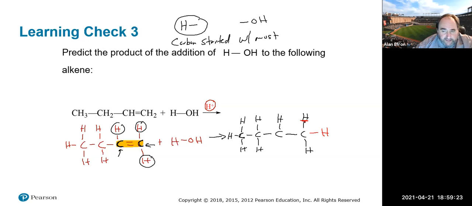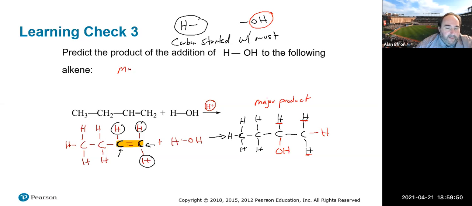Because originally this guy started with 2 hydrogens, more than the 1 hydrogen that this guy started with. Where does the other guy come? The other guy comes to the other carbon, which would get the OH. This is what is known as an unsymmetrical addition. This is what is also known as the major product that would occur here.